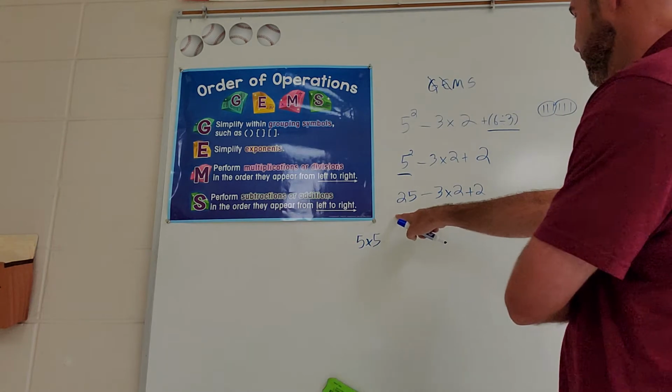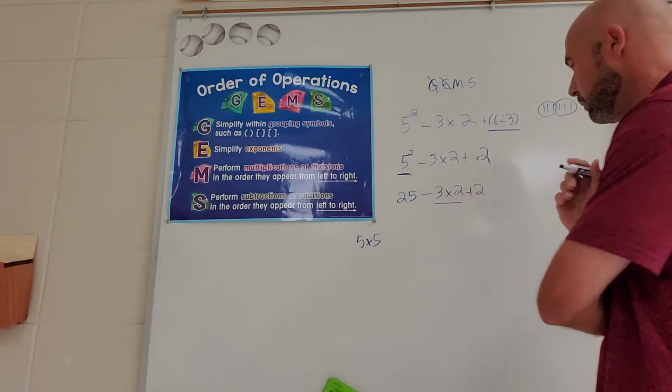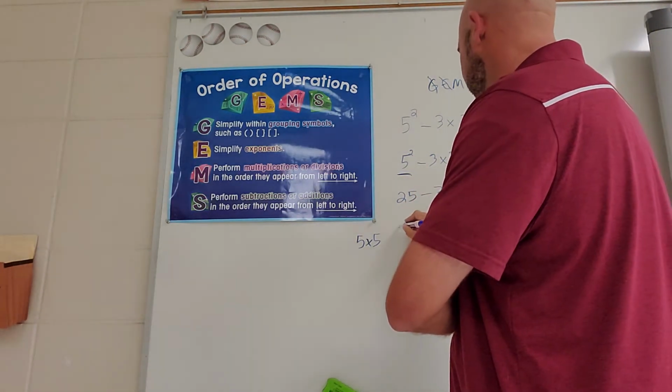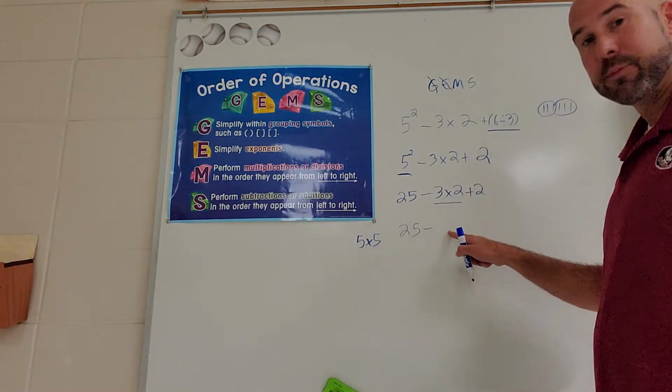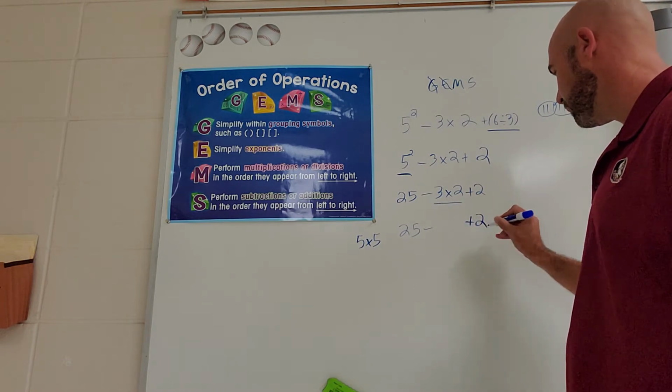So I'm going to look. Do I have any multiplication or division? 25 minus 3 times 2. Oh, I do: 3 times 2, right there. So I'm going to bring down what I haven't used. I haven't used 25. I haven't used my subtraction symbol. I'm going to leave a blank space there, so I can solve this, and I'm going to bring down my plus 2, because I haven't used that yet.